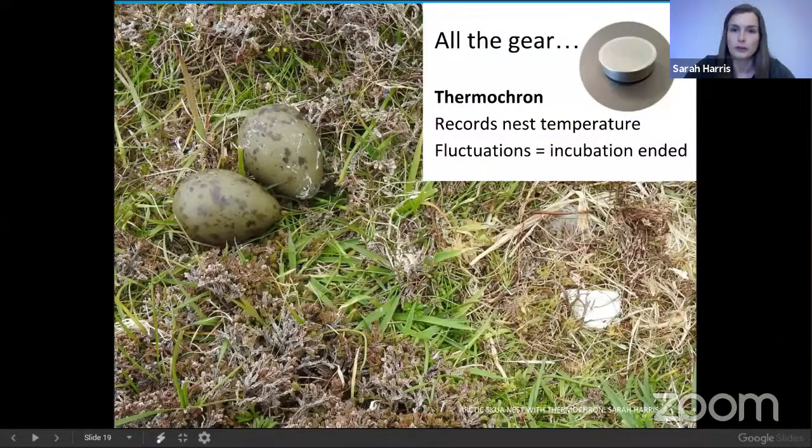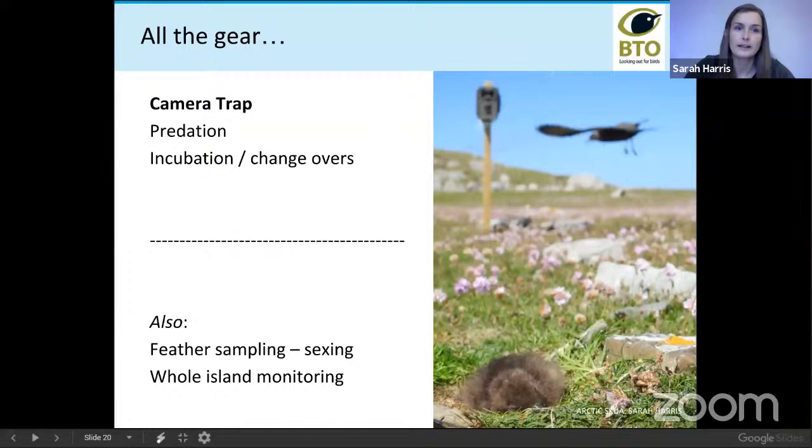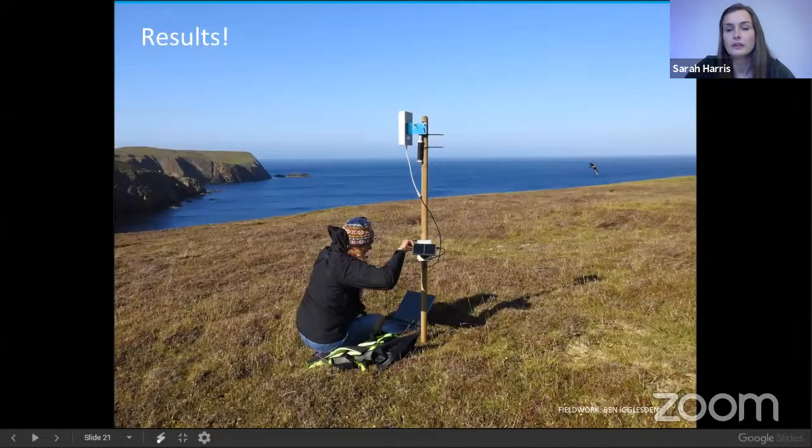So that can help us figure out when nests stop being incubated. And then alongside camera traps as well, we can look at predation events, but also if you were to watch it continuously, you could look at changeover times as well. And we also took feather samples to sex the birds, and as I say, monitored all the birds on the island. So we'll get onto the results now, because this is the really exciting bit.